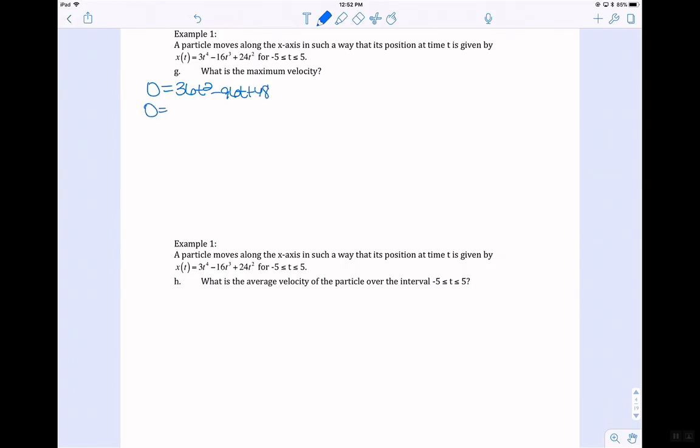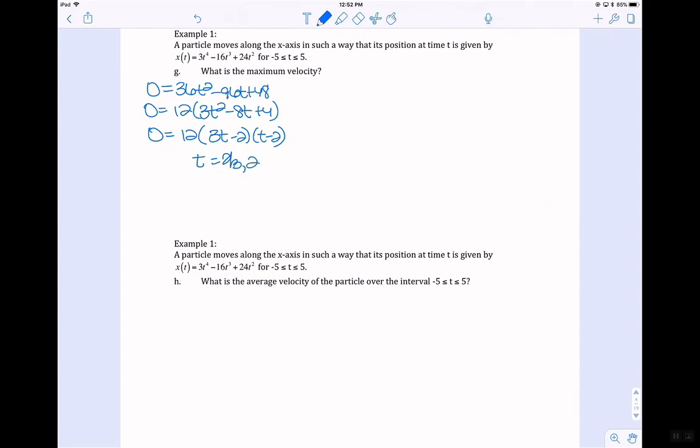So 0 is equal to, factor out the 12, 3t squared minus 8t plus 4. So 0 is equal to 12, 3t minus 2, and t minus 2. So t is 2/3 and 2, which is what we found in a previous example.